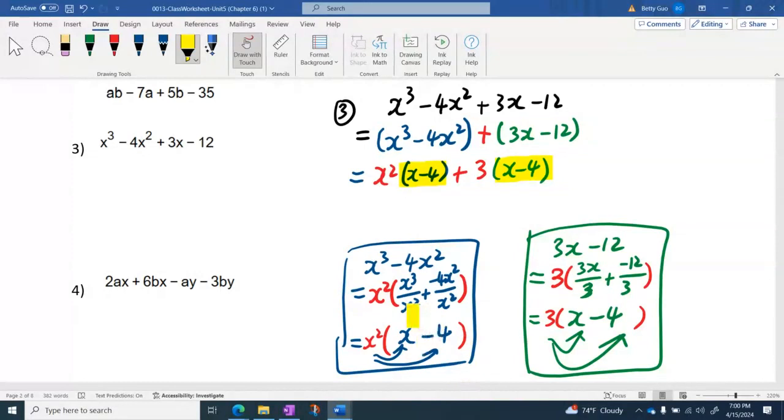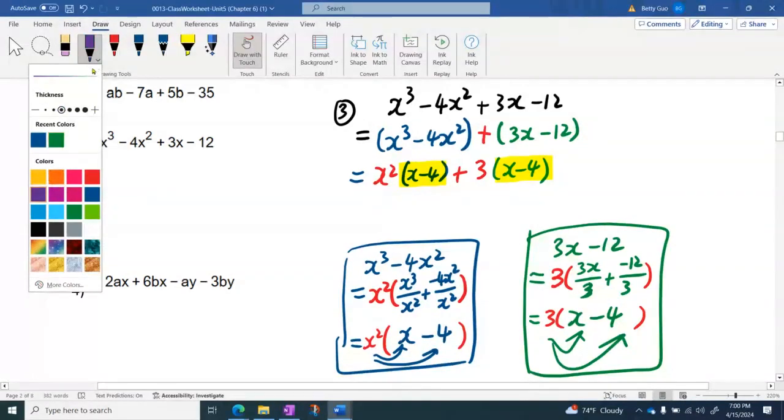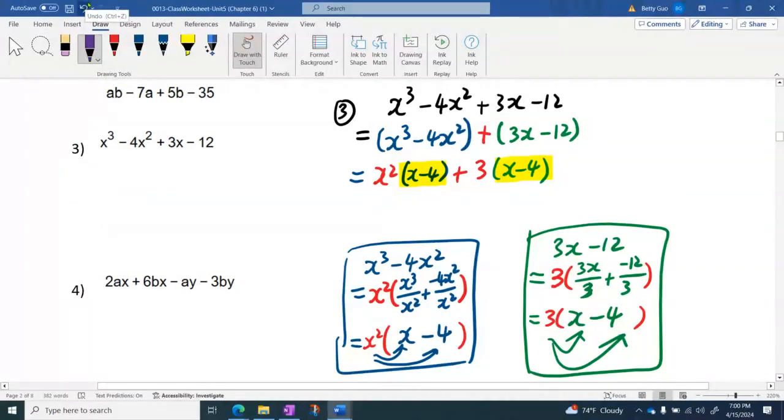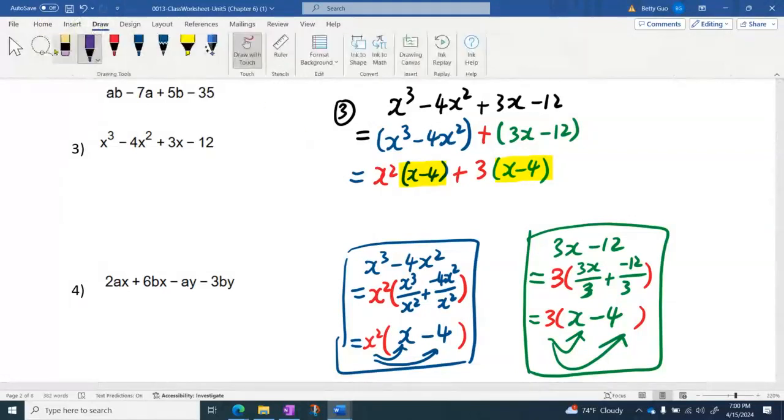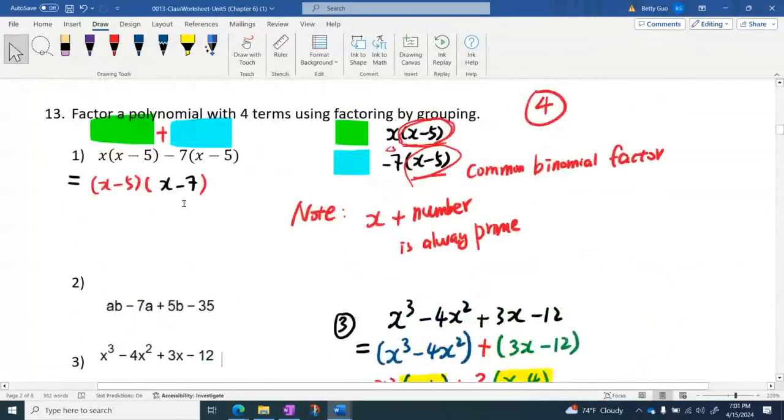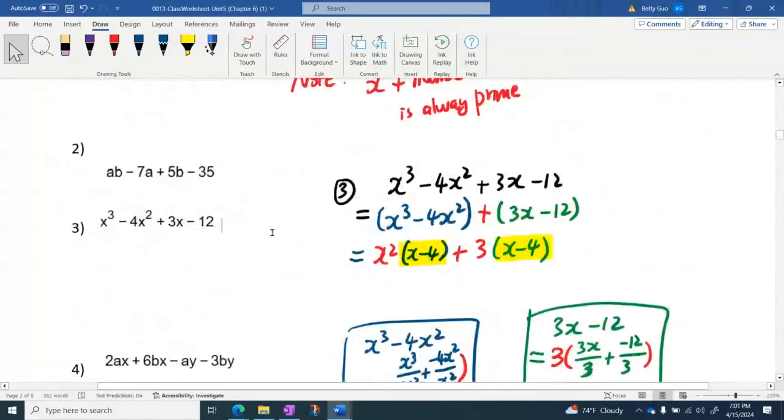Let me repeat what I'm trying to say. Our goal here is, from both boxes, both groups, we want to factor something out such that in the parentheses, we have exactly the same thing. And they have to be prime, by the way. They are the same, meaning the two groups have a common binomial factor x minus 4. It's the same with the question we did earlier, question number 1.